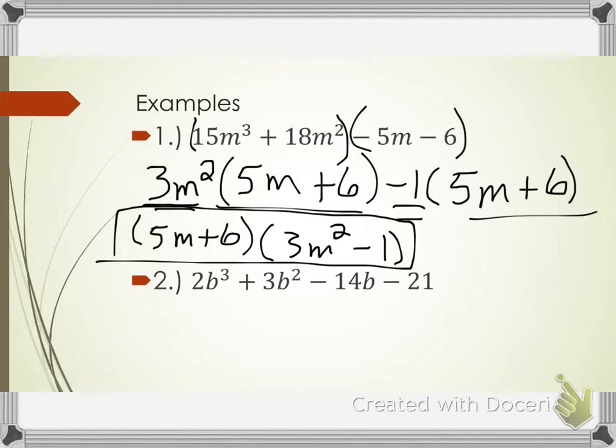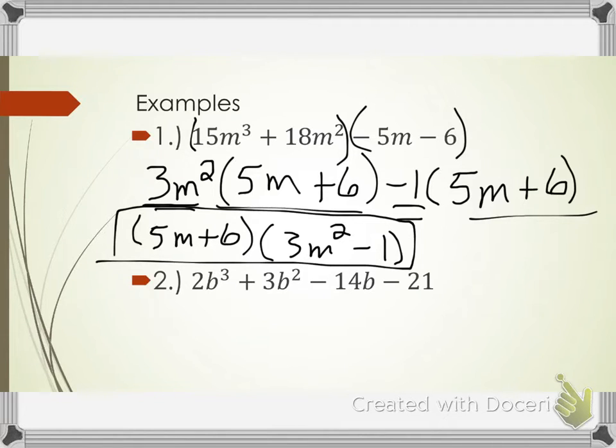Questions on that? Yes? I understand how you got the 3m, but how did you get the square with the 3m? Because that's our GCF between these two terms. The biggest number that goes into 15 and 18 is 3. And then this one has 3 m's, correct? This one only has 2. So how many m's do they have in common? 2. So I can factor out an m squared. Okay?